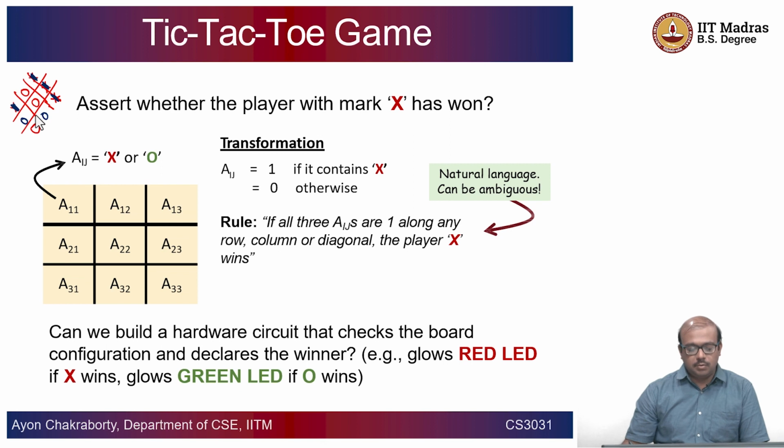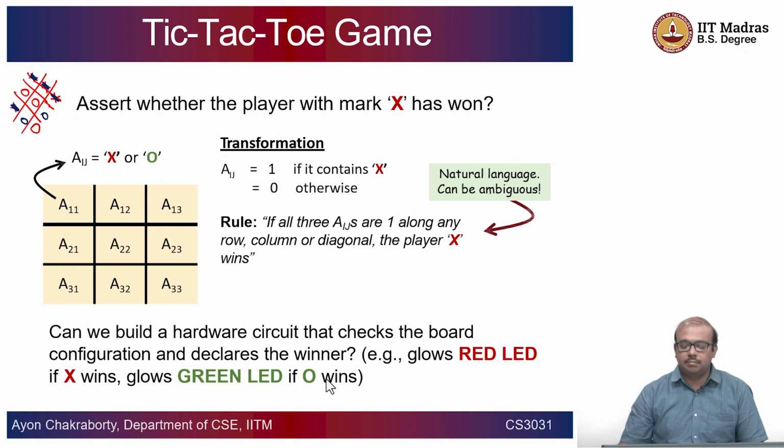Now the problem is, can we build a hardware circuit that checks the board configuration and declares a winner, right? Maybe you can give an output. For example, it glows a red LED if X wins, and if O wins, it glows a green LED. It's a very simple, typical circuit example that you can come up with or design, right? So this is to give you an idea of this particular system.